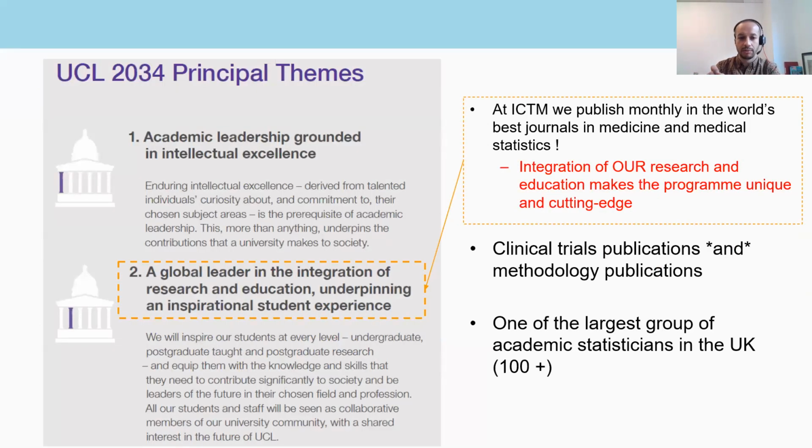I've just mentioned this, but I will repeat and perhaps give more color to this. One of the main pillars of UCL is to be a global leader in the integration of research and education. So at the Institute, we publish constantly in the world's best journals. And this is the way we intend to teach you. We intend to teach you based on our own research. We integrate our research and our education. We will ask you to read some methodological papers or some clinical trial papers in preparation for some of the live lectures.